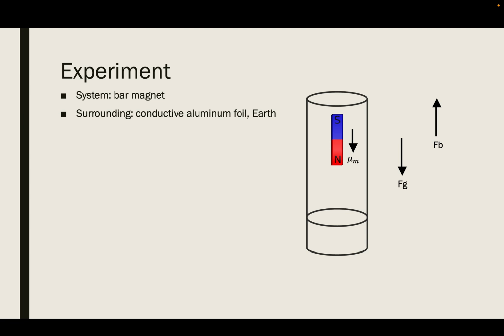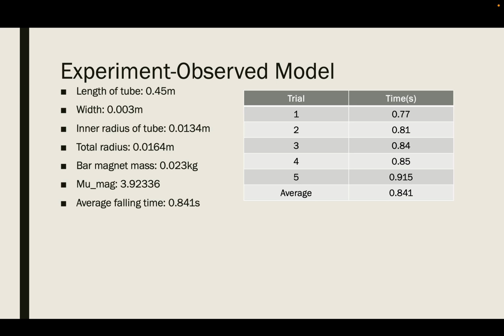There are two forces on the magnet, Fg and Fb. Fb points upward since the Fb by the bar magnet on the foil is increasing downwards while the magnet falls. Thus, by Lenz's law, the Fb on the bar magnet points up.